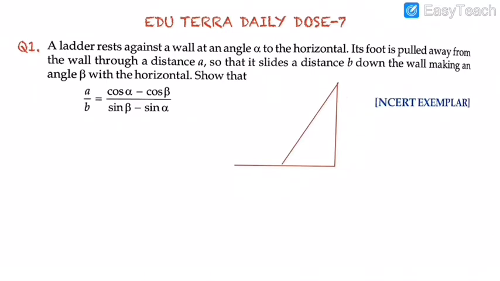Now when the ladder is pulled a distance small a, I am writing the names A, B, C, where AC is the length of the ladder and the angle is alpha. According to the question, this is the second case. When you pull the ladder from C to D, the distance a, the foot moves from C to D, so the top moves from A to E, and that distance is b.